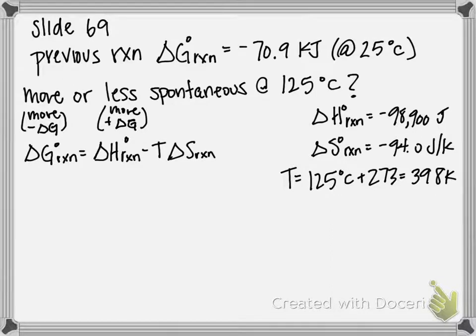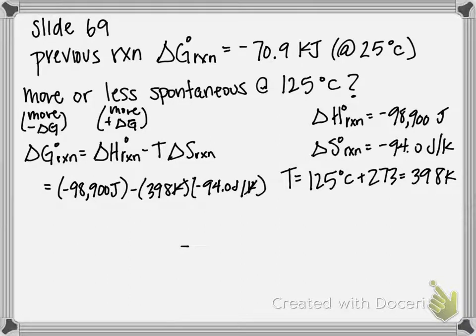So if we plug this into the equation, delta H, negative 98,900 joules, minus 398 Kelvin times negative 94 joules per Kelvin. If we add, subtract, and multiply all of that, you should get negative 61,500 joules, or if we put it in kilojoules, negative 61.5 kilojoules.